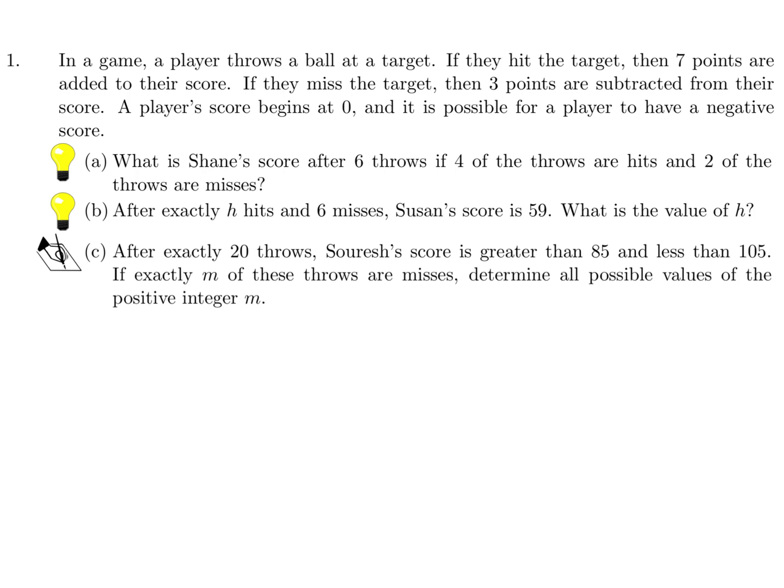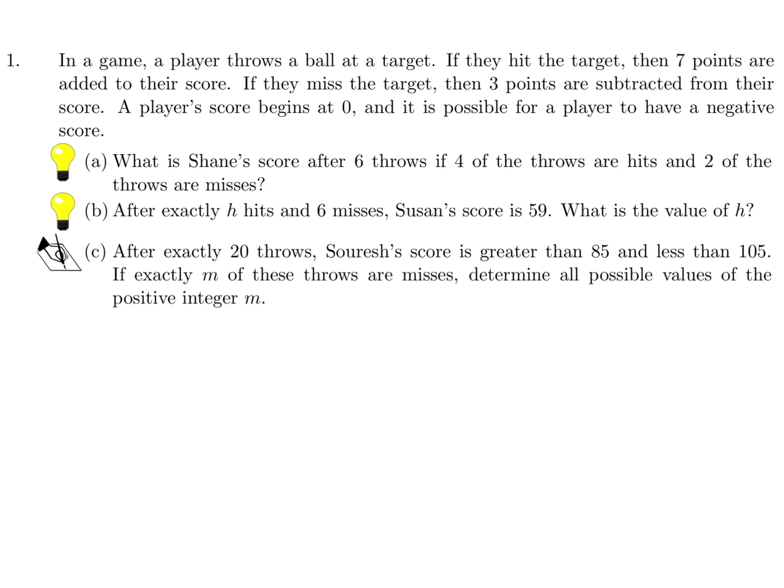In a game, a player throws a ball at a target. If they hit the target, they get 7 points. If they miss, 3 points are subtracted. Score begins at 0, and it's possible for a player to have a negative score. What is Shane's score after 6 throws if 4 are hits and 2 are misses?